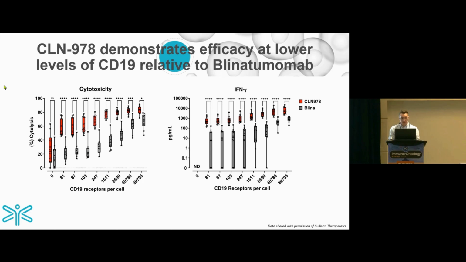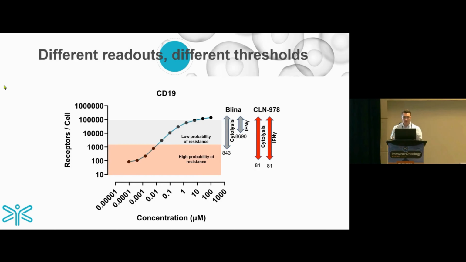So then that lets us overlay the readouts in terms of a threshold. Our benchmark material, we see, works very well down to about 843 receptors per cell in terms of cytolysis. So that should be below the kind of low probability, or starting to get into that high probability of resistance. So that's okay, that's quite good.